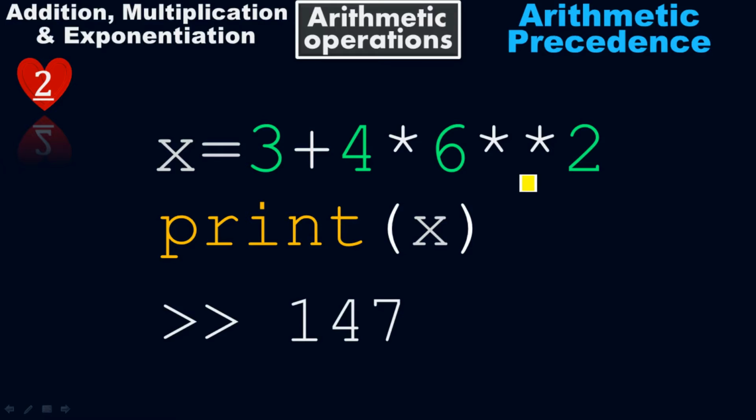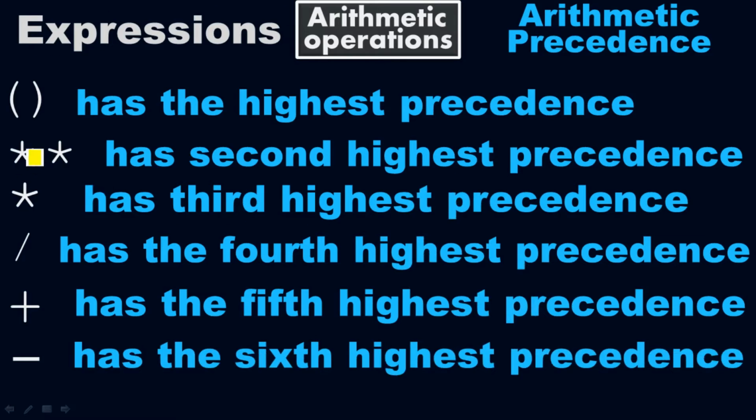And then at the second stage, multiplication has the second highest precedence. Secondly, you have to play with the multiplication part. And then addition. Addition has the last precedence. Finally, you have to play with the addition. Let me check it again. Look here. Exponentiation has the highest precedence compared to multiplication, and multiplication has higher precedence compared to addition. First comes exponentiation, then multiplication, and then addition.